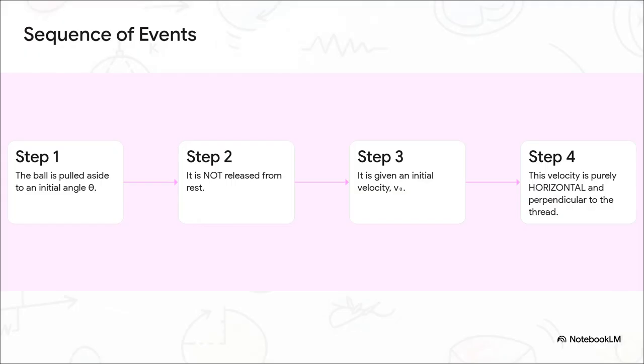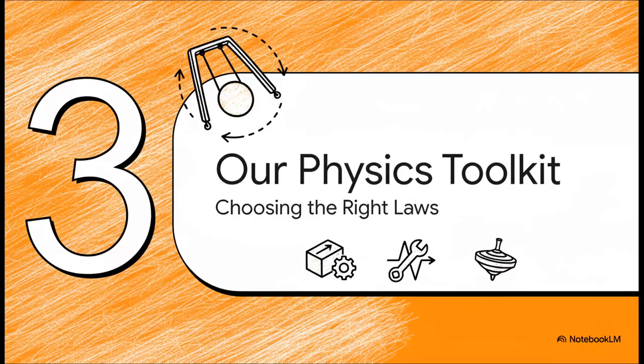Okay, let's walk through this sequence. First, the ball is just being held at some starting angle theta. But here's the critical part. It is not just released. It's given an initial kick, a velocity, v0. And you've got to pay super close attention to the direction of that kick. It's purely horizontal and it's perpendicular to the string. That one detail is what turns this from a simple, flat 2D pendulum problem into a much more interesting 3D problem.